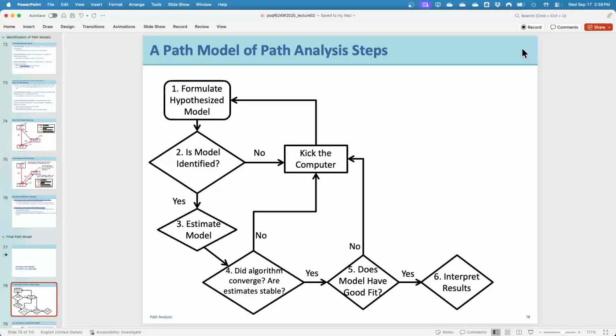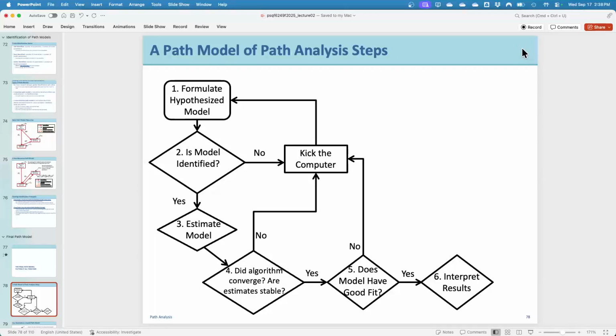Now, then, once you get to that part, does it have good model fit? And I usually take these parts for granted right here, because most of the time it behaves. It's this loop right here that's the problem, right? If you don't have good model fit, kick the computer, but you got to reformulate the hypothesized model. That's where the local model fit and modification indices, residual covariance matrix make the difference. And then finally, once it has good model fit, then interpret the results.